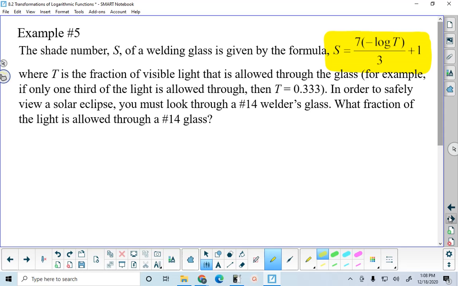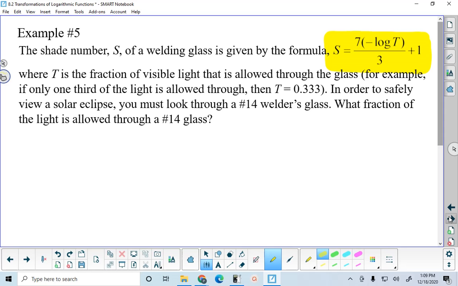However, there are actual pieces of glass which are called welder's glass. And a number 14 welder's glass is what you would look through if you wanted to look at the sun. If you look at the sun, and for goodness sake, don't look at the sun. But if a person were dumb enough to look at the sun with their naked eyes, which means they're not wearing any kind of eye protection, you will permanently damage your eyes. You can go permanently blind. You'll have these bright spots where the sun is, and they will be burned onto the retina of your eyeballs. So don't do that. But you can look through a number 14 welder's glass.